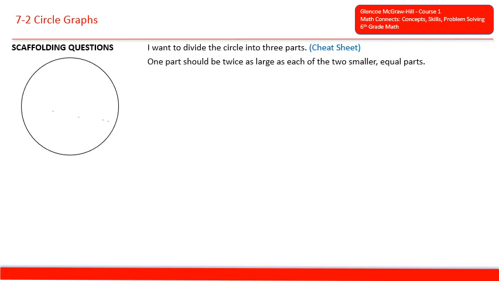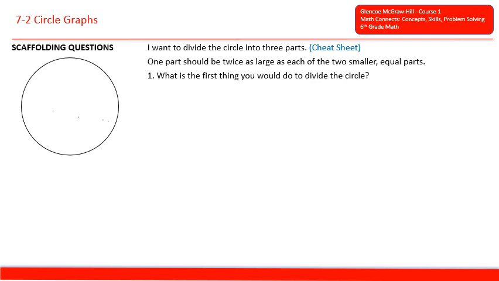One part should be twice as large as each of the 2 smaller equal parts. So it's going to be 3 parts. The 2 smaller parts are going to be the same size. And the larger part is going to be twice as big as the 2 smaller parts.